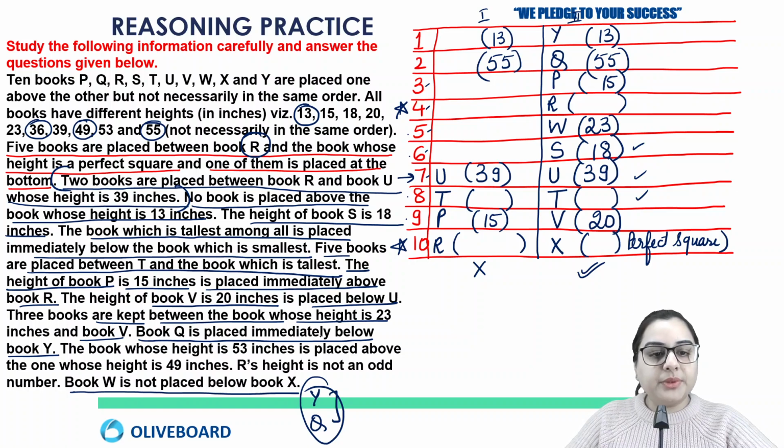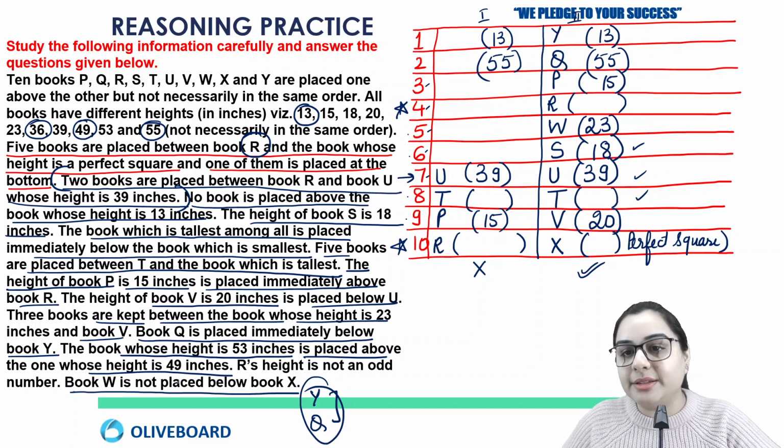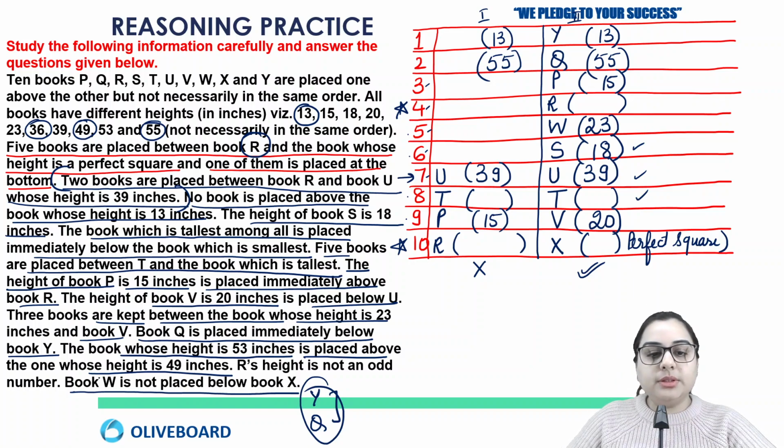Okay, so now we have this line that the book whose height is 53 inches is placed above the one whose height is 49 inches. Now the book whose height is 53 inches is placed above the book which is 49 inches. And there is one more piece of information that R's height is not an odd number.